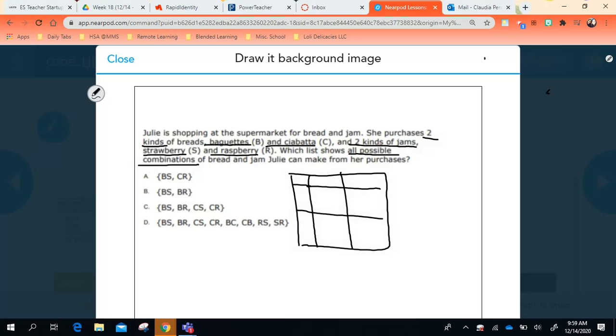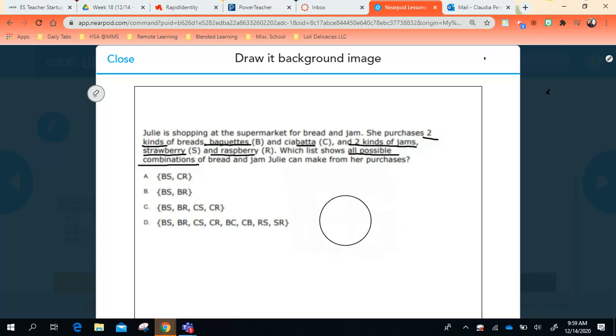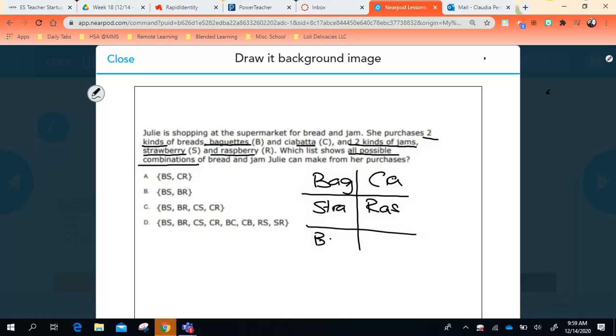I have people doing, they're either putting baguette, then they're doing, I don't even know how to spell it, ciabatta, and then they're doing strawberry, and then they're doing raspberry, and then they're doing baguette and strawberry. Okay.